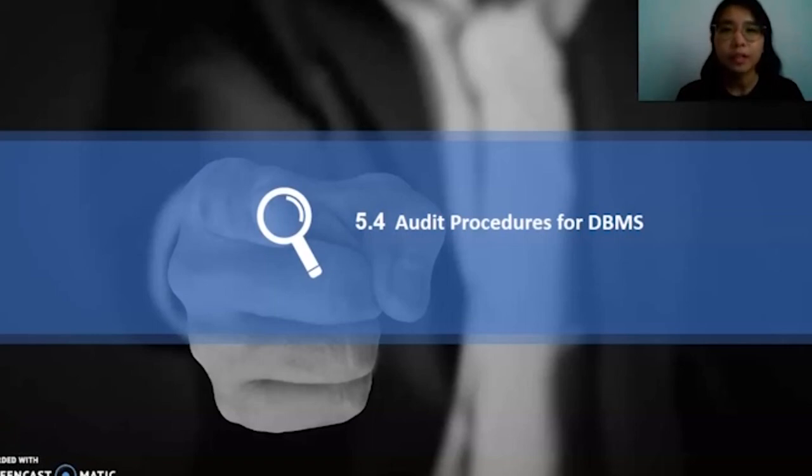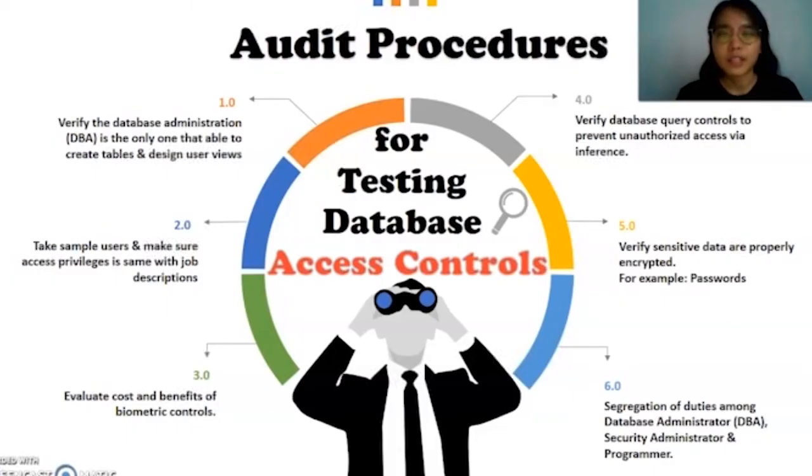Now I would like to proceed to the last part of our presentation today, which is audit procedures for the database management system. As my colleague mentioned just now, there are two types of DBMS control, which are access control and backup control. So now I would like to explain how an auditor uses audit procedures in testing the database access control.